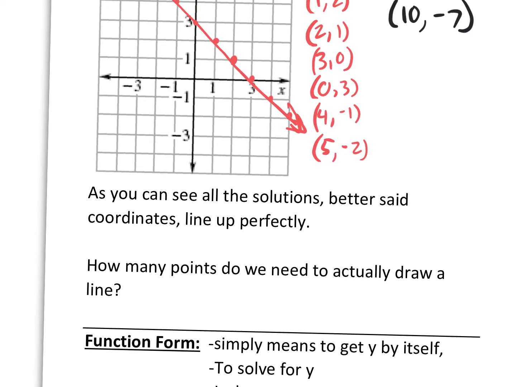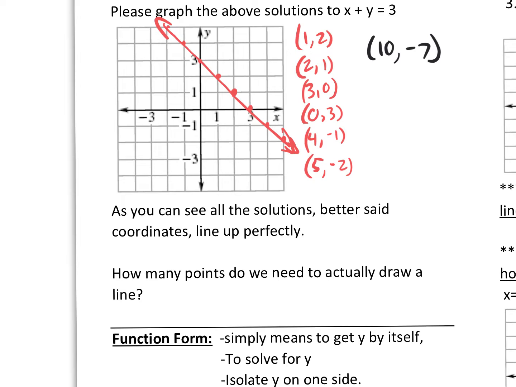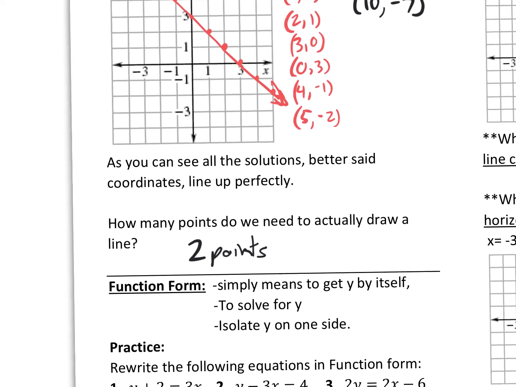As you could see, all the solutions, the coordinates, line up perfectly to form a line, and we only need 2 points. So right here it says how many points do we actually need? 2 points. That's all we actually need for a line. And once you know it's a line, once you have those 2 points, you could use the pattern to extend the line in both directions.